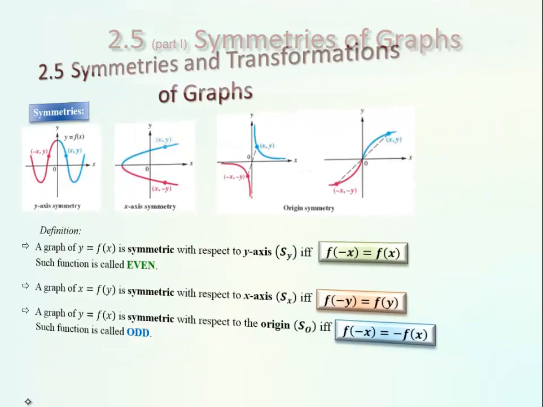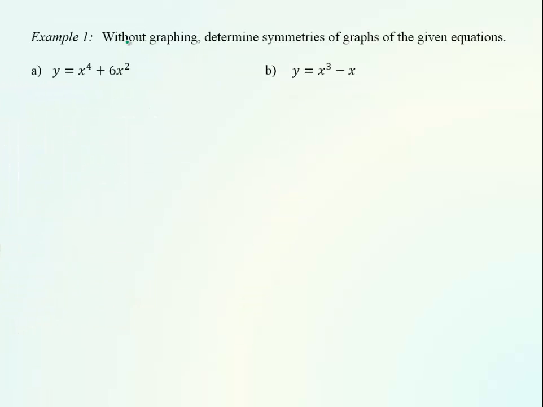So here we have the first exercise. Without graphing, determine symmetries of graphs of the given equations. Okay, the first one is really an explicit function. It's a polynomial of 4th degree. Since both of the exponents are even, we may predict that this function would be even, but let's check it.